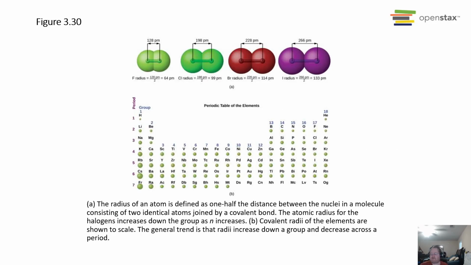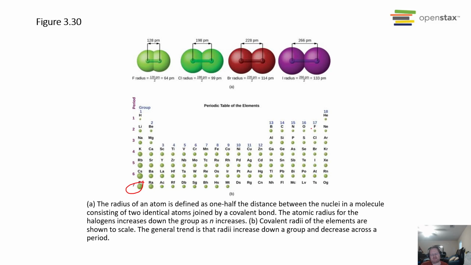So here's an example from your text. The radius, as we said, was identified as half the distance between two nuclei when the same atom is bonded together. And as we can see here, for example, francium here in the bottom left is the largest atom we have here. Whereas, okay, helium's actually the smallest.